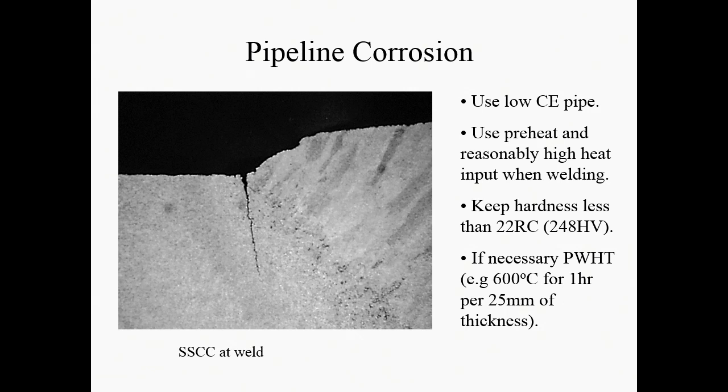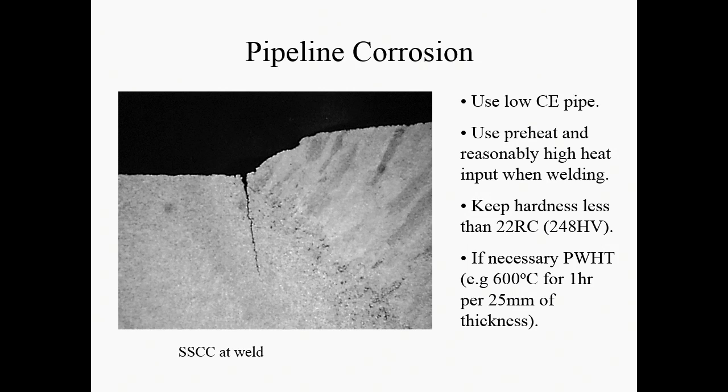So if we want to avoid these types of corrosion, again, if we use low carbon equivalent pipe and low carbon equivalent welding materials, the material is less susceptible to cracking, and therefore that's going to be an improved performance. We use preheat and reasonably high heat input when welding. This slows down the cooling rate and stops you getting brittle martensitic phases. It also drives off any moisture and things at the surface. So preheating is commonly specified when we're making field welds, where the environmental conditions are such that you might generate extra hydrogen.